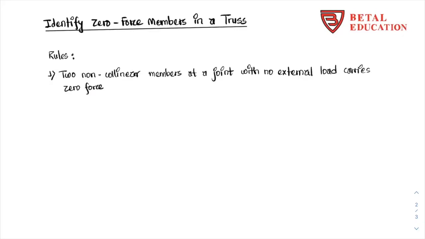Rule number 1. Two non-collinear members at a joint with no external load carry zero force. This means if there are only two non-collinear members at a joint, and it doesn't have any external load at that joint, then both of these members are zero force members.